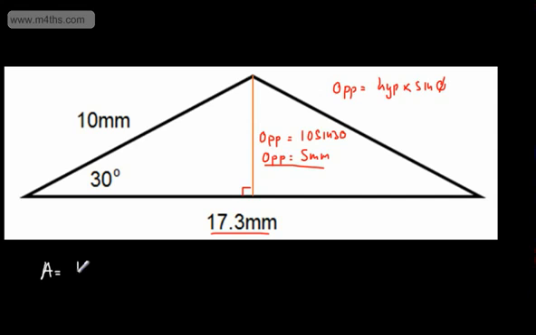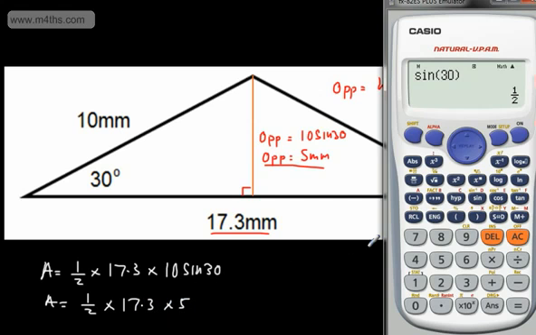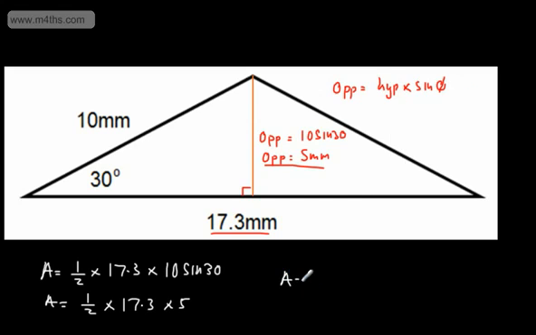The area is going to be 1/2 multiplied by the base, which is 17.3, multiplied by the perpendicular height, which is 10 sine of 30 degrees. So we can write out the area is 1/2 multiplied by 17.3 multiplied by 5, and just putting that in a calculator, 1/2 multiplied by 5 multiplied by 17.3, that will give us 43.25. So the area is going to be 43.25, and that will be millimetres squared.